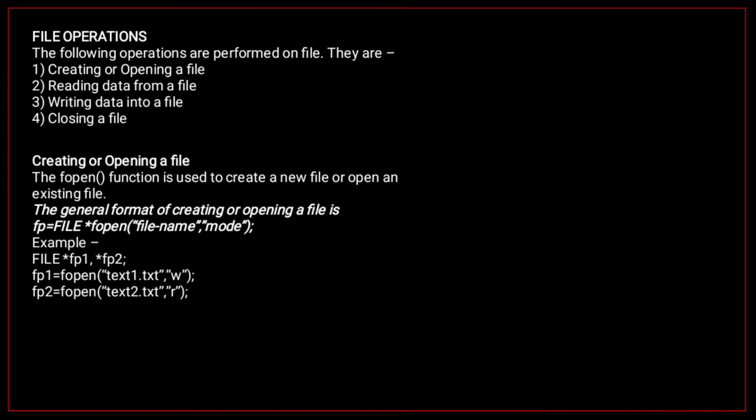FILE *fp1, *fp2; In the first statement, fp1 = fopen("text1.txt", "w"); Now this file is open in writing mode. Second example, fp2 = fopen("text2.txt", "r"); This file is open in reading mode. So this is how to open a file using these examples.